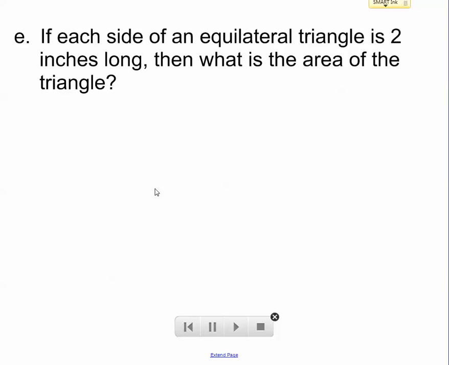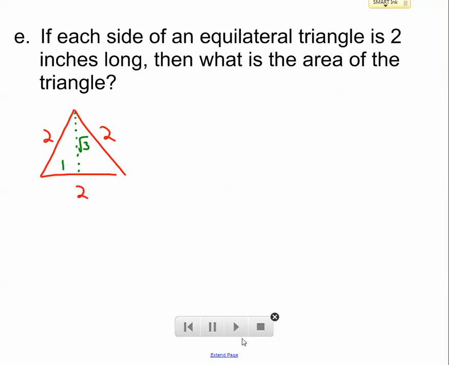If each side of an equilateral triangle is 2 inches long, then what is the area of the triangle? Each side of an equilateral triangle is 2 inches long. And what's the area? Well, I would need to know this height right here. Think about that 30, 60, 90 triangle we just drew. If we drew the height straight down, that would cut this into a 30-degree angle, and this would be a 60-degree angle. We have a 30, 60, 90 triangle, which means the shortest leg is 1, the hypotenuse is 2, and the height is the square root of 3.